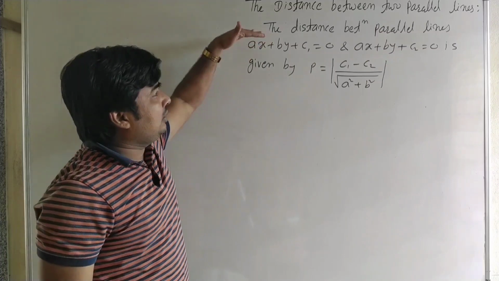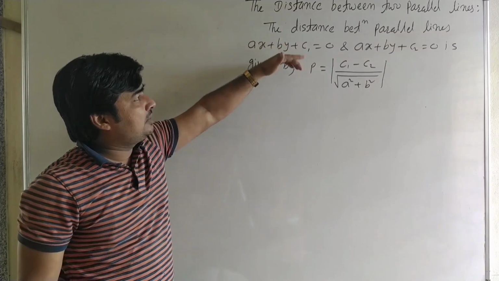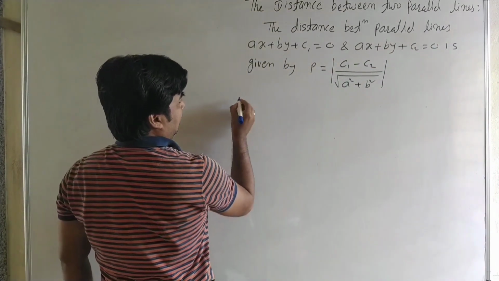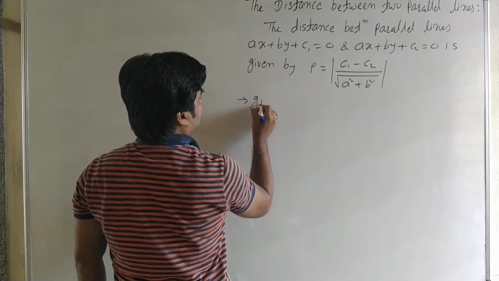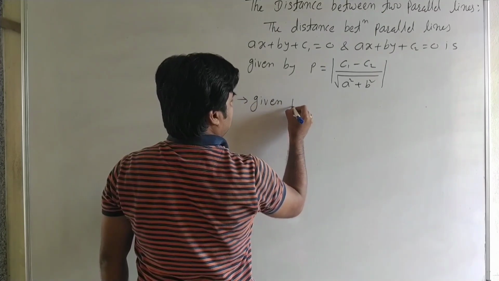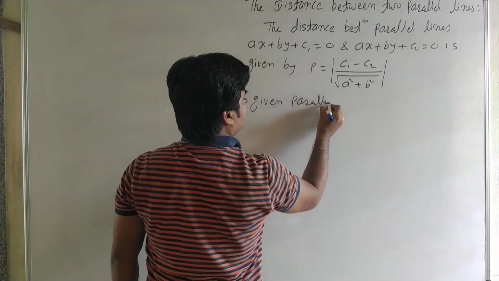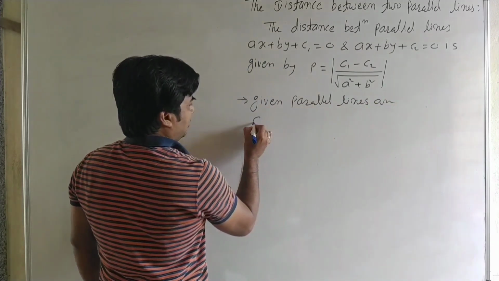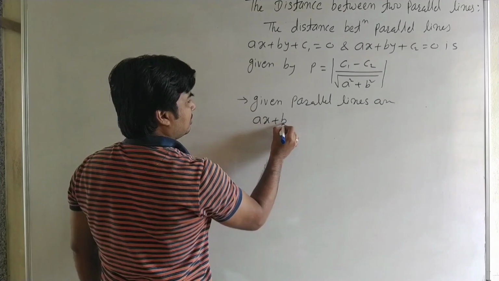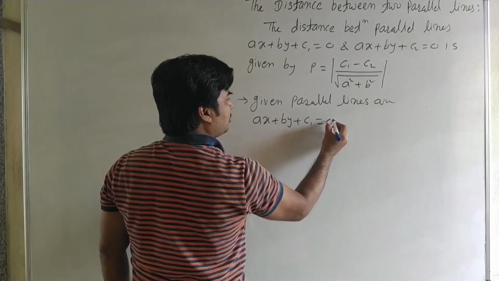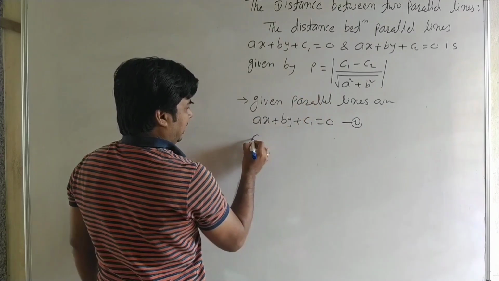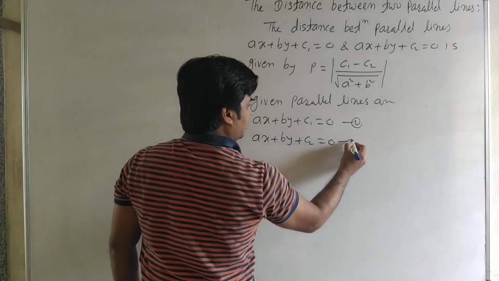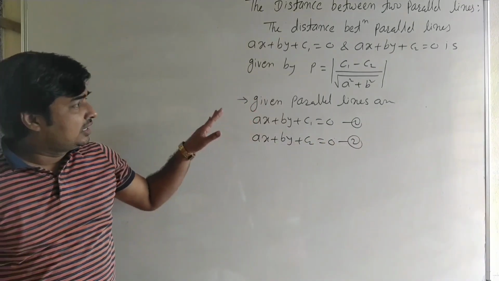Here two lines ax plus by plus c1 and ax plus by plus c2 equal to 0 are parallel. The given parallel lines are ax plus by plus c1 is equal to 0, suppose it is equation number 1, and ax plus by plus c2 is equal to 0, it is equation number 2. Now we find the distance between the lines.